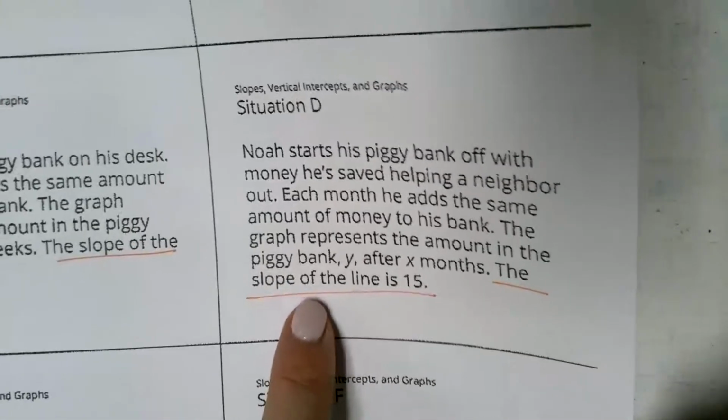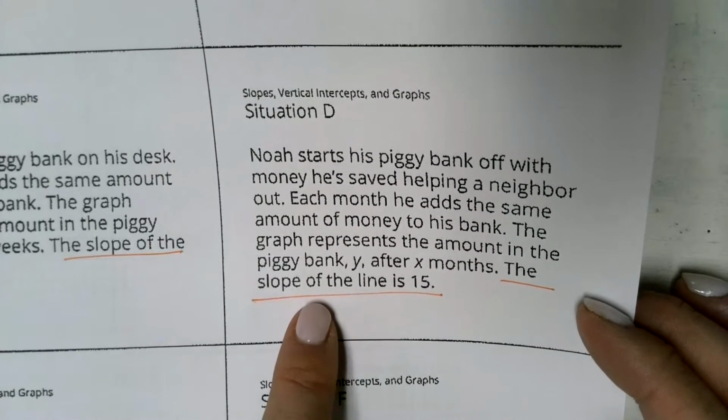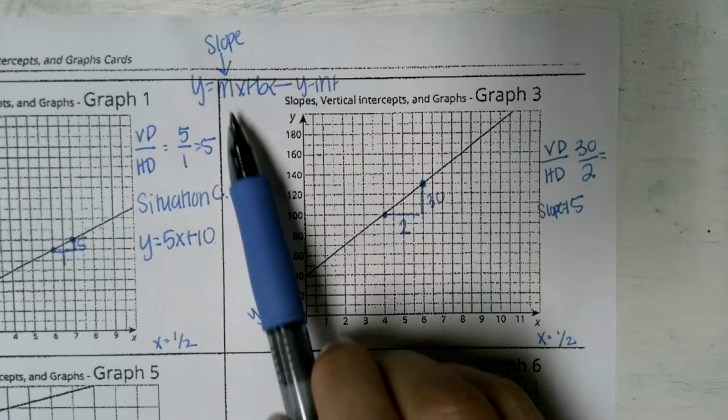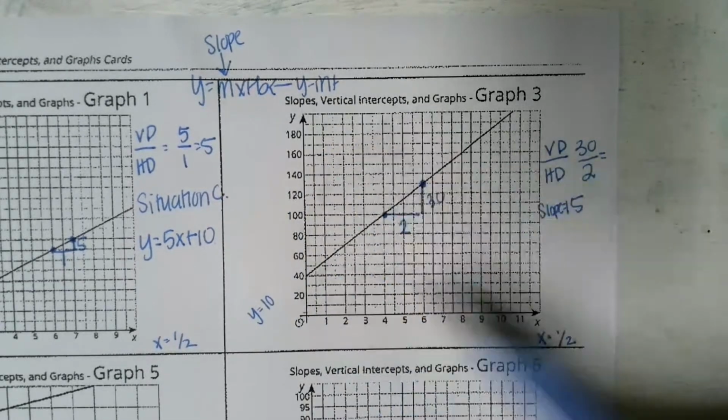And we see that is situation D. So situation D says Noah starts his piggy bank off with money he saved helping a neighbor out. Each month he adds the same amount of money to his bank. The graph represents the amount in the piggy bank. So now we're going to write an equation in the form of y equals mx plus b, where m is my slope, b is my y-intercept, to represent this situation.